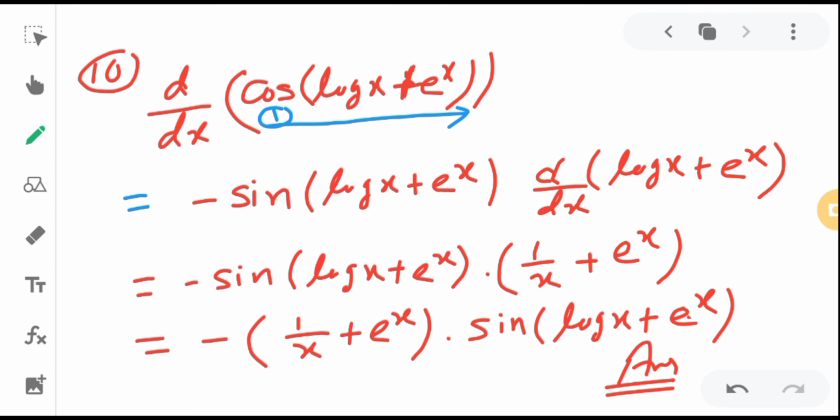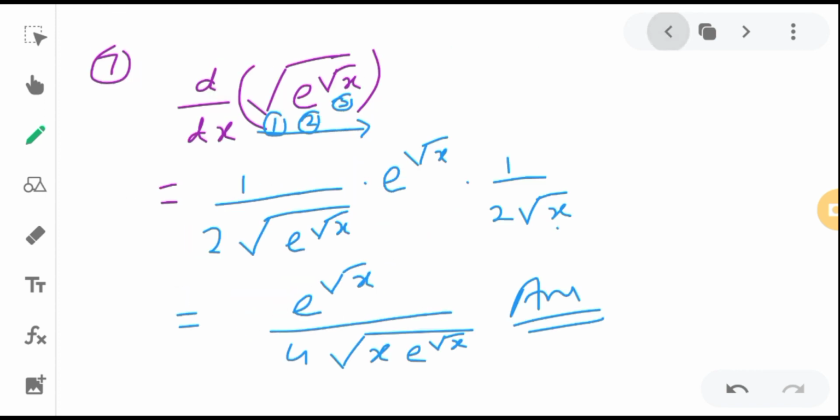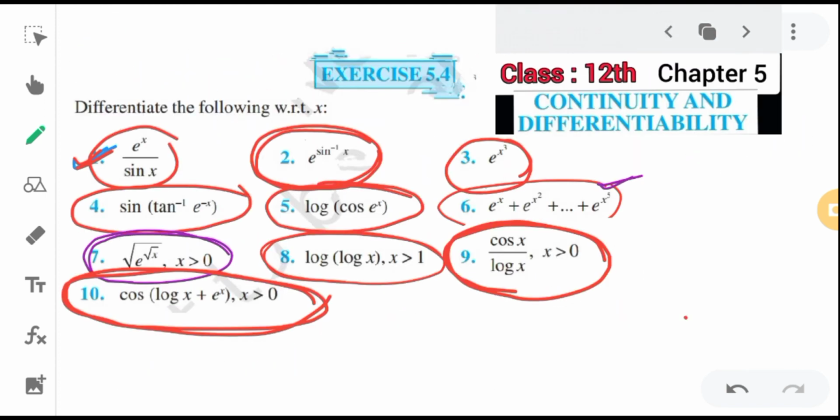So this is all about the chapter exercise 5.4. We have divided the solution of exercise 5.4 into two parts, part 1 and part 2. So this is part 2.